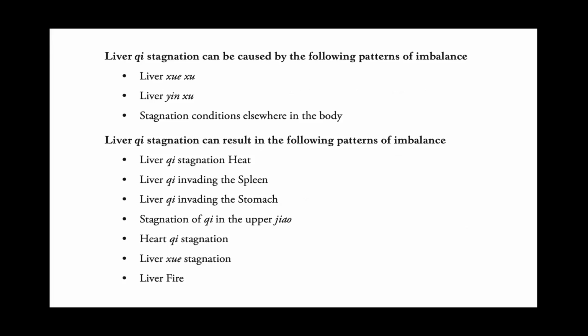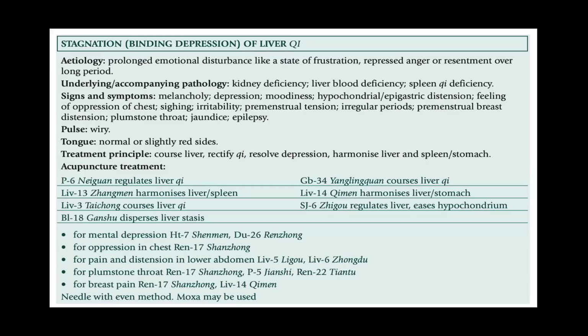Liver qi stagnation can be caused by liver blood deficiency, liver yin deficiency, and stagnation conditions elsewhere in the body. In turn, this can result in liver qi stagnation heat, liver qi invading the spleen, liver qi invading the stomach, stagnation of qi in the upper jaw, heart qi stagnation, liver blood stagnation, and liver fire.